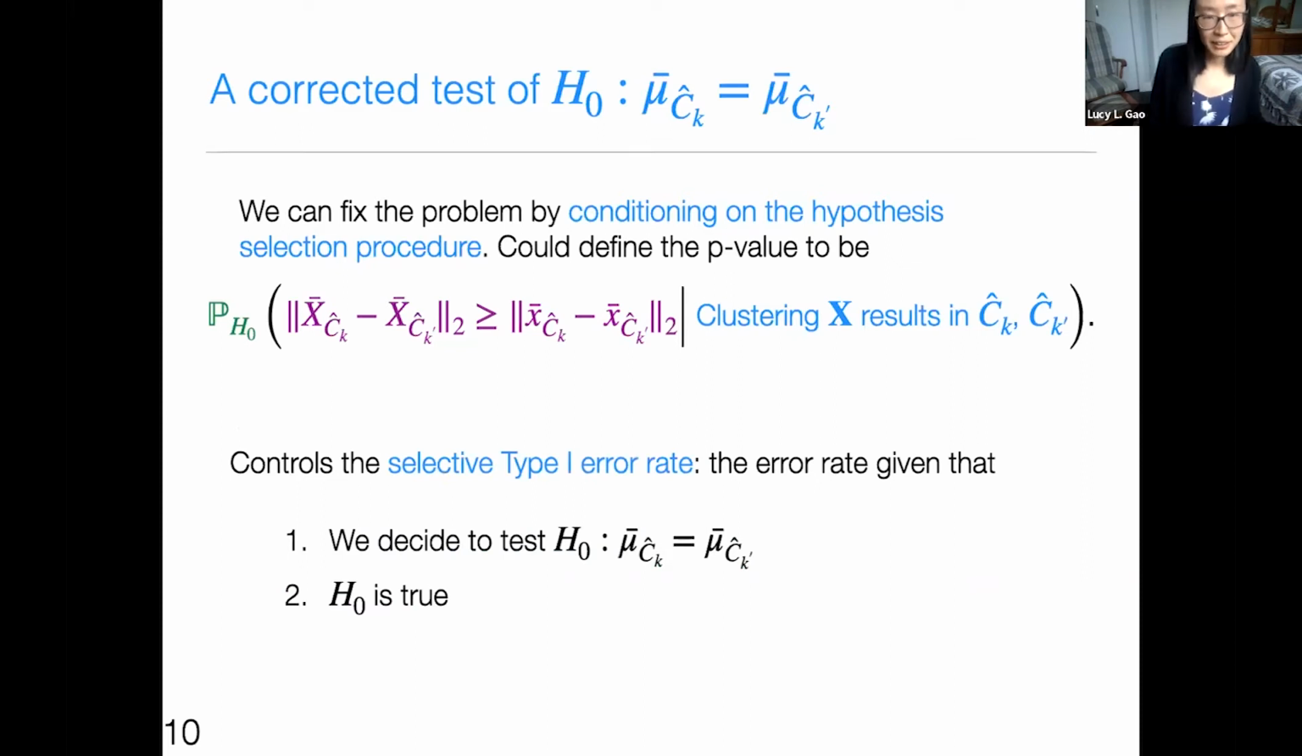And this corrected p-value controls the selective type 1 error rate, which is basically the error rate of our test, given that we decided to test this null hypothesis that our data shows, and also that that null is true. And this is essentially because we chose to test this null hypothesis because we estimated these clusters in our data, and that's exactly what we're conditioning on in the p-value definition.